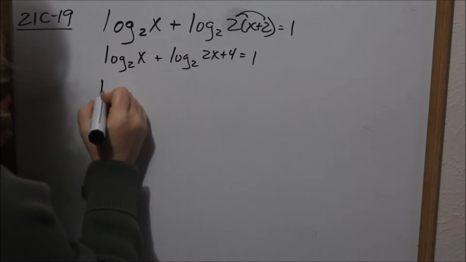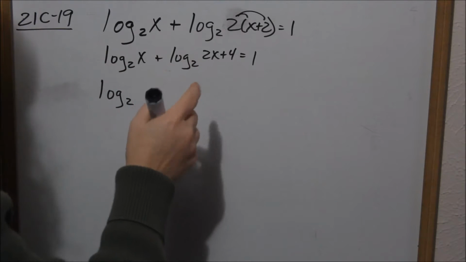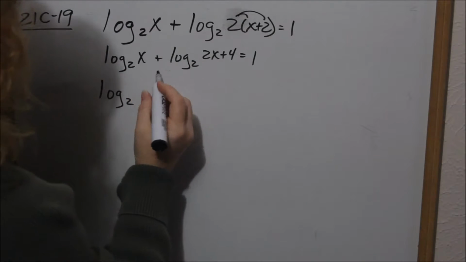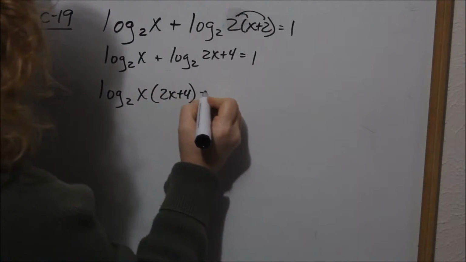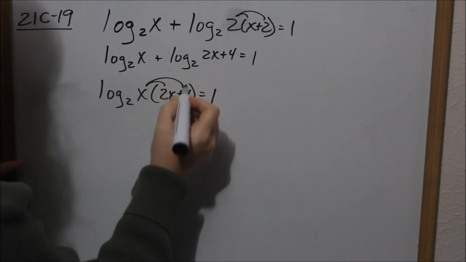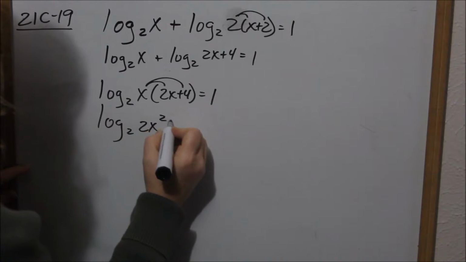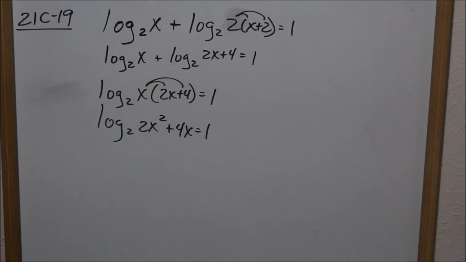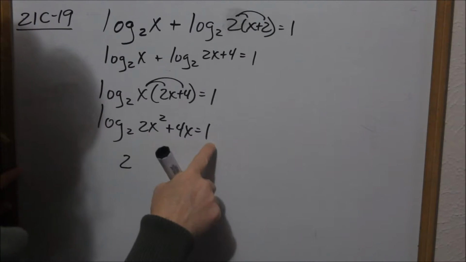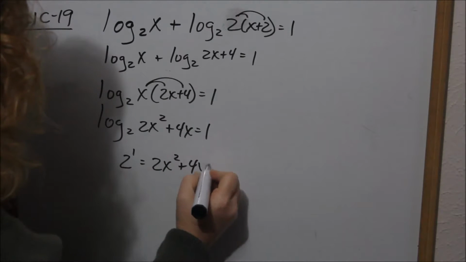Now the laws of log say that adding two logs is the same thing as taking the log of the two things multiplied. So it would be x times 2x plus 4 equals 1. Okay, I'm going to go ahead and simplify that and distribute that. So it would be log base 2 of 2x squared plus 4x equals 1. I need to get it out of log form in order to solve it. So I need to put it in exponential form. This is your base. 2 to the 1, that's your exponent, is equal to 2x squared plus 4x.